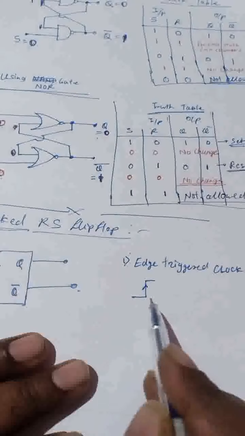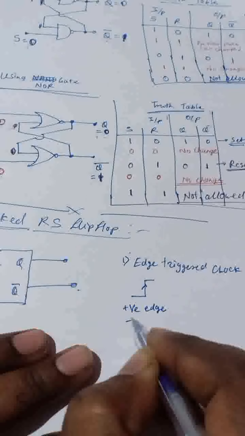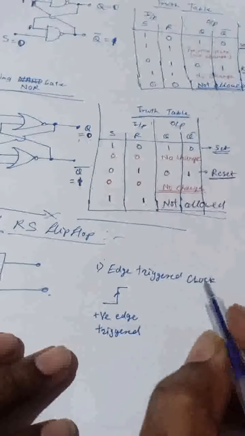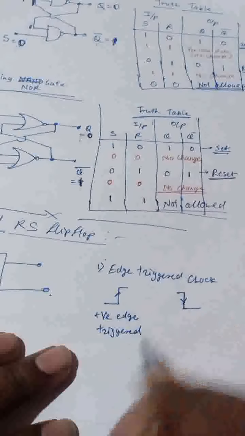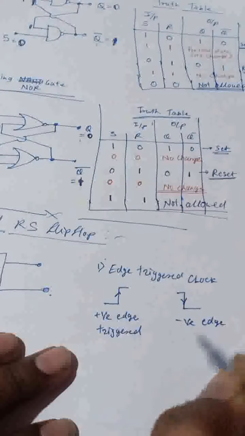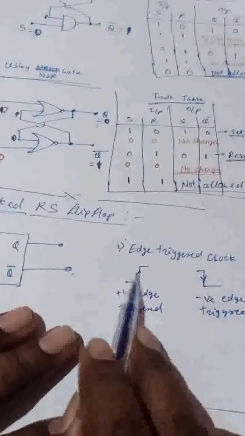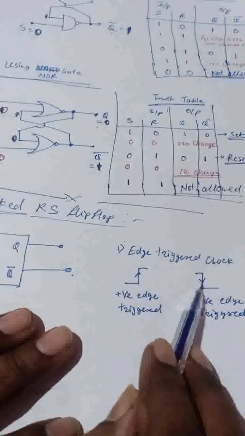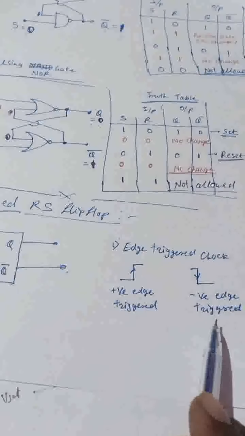If it is triggered with this edge, then it is called positive edge triggered. If the clock is applied with this change, then it is called negative edge triggered. So, rising edge or falling edge. This is the rising edge, that is positive edge triggered. If it is applied on the falling edge, then it is called a negative edge triggered flip-flop.